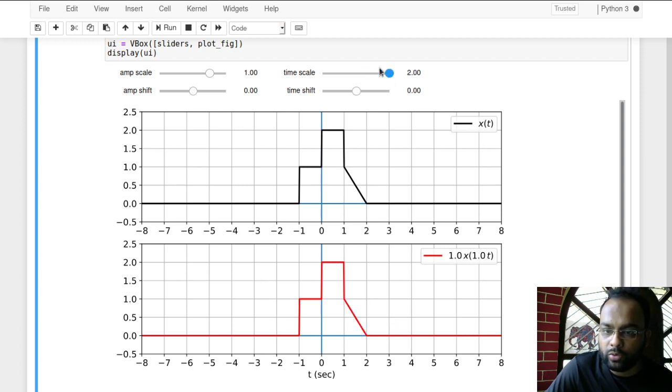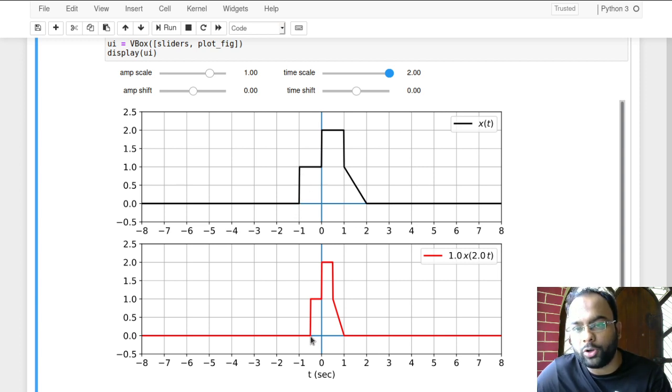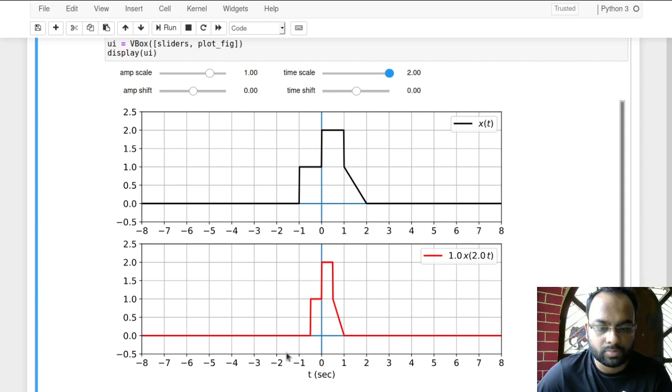Just the same way, if you do a time scaling with a factor of 2, so we have x of 2t, you see this signal got time contracted, okay, time compressed by a factor of 2. So whatever happened here to the original signal at t equal to 2 is now happening at t equal to 1. Whatever happened at t equal to 1 is now happening at t equal to half. Whatever happened at t equal to 0 is now again happening at t equal to 0. And whatever happened at t equal to minus 1 is now happening at t equal to minus half. Right?